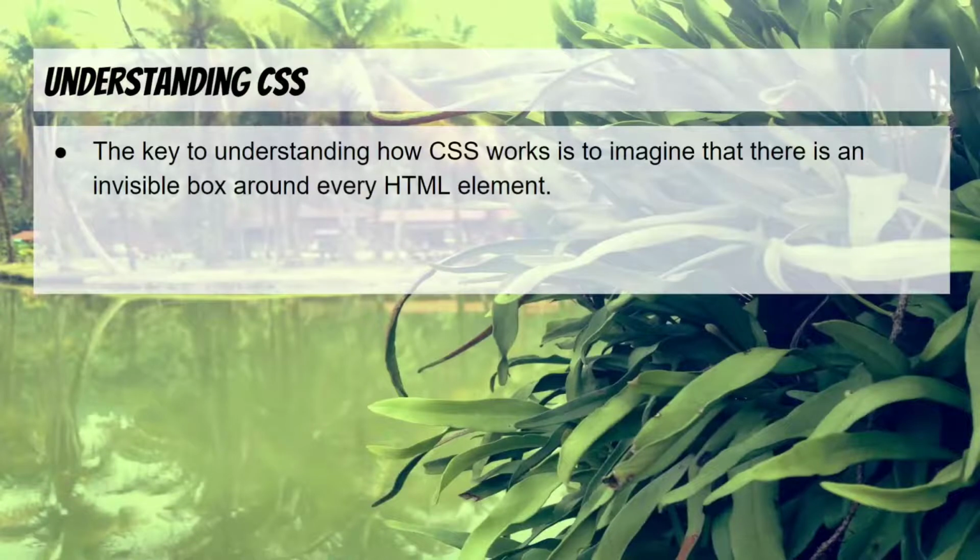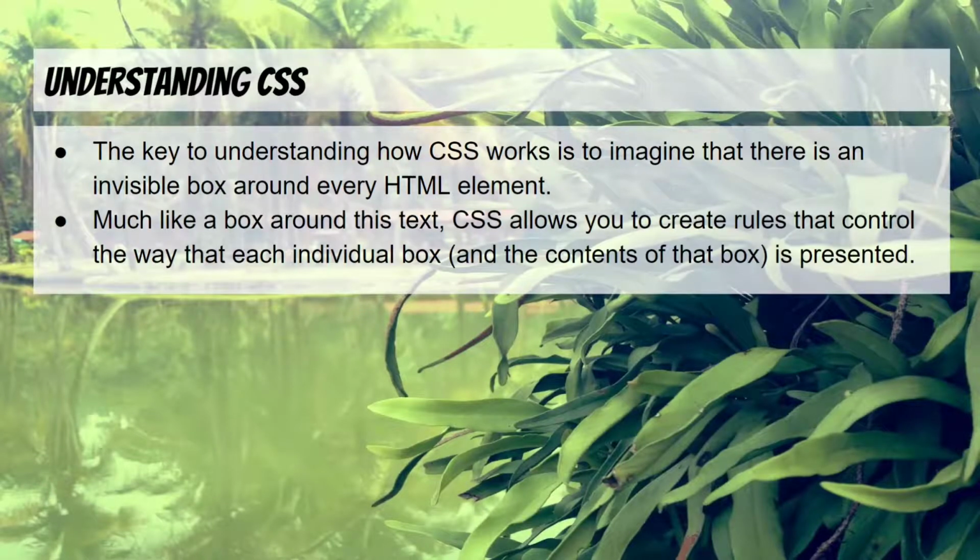So when you understand this, you need to think about your HTML elements. And you understand that every single element is sitting inside its own little invisible container, okay? And these little invisible containers are what you're going to style. You're not going to make it invisible anymore. You're going to apply rules to it. You're going to tell it where to sit on the page. You're going to tell it what size it is. And if you think about this invisible box around the text that you're looking at on the screen now, CSS allows you to create the rules that control the way each individual box and its contents is presented.